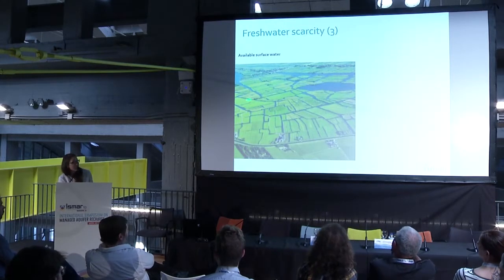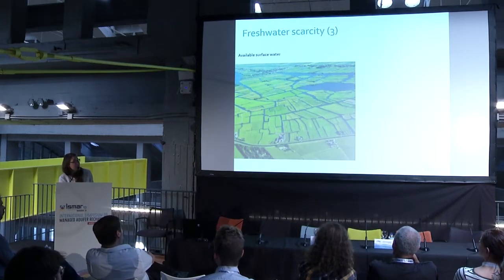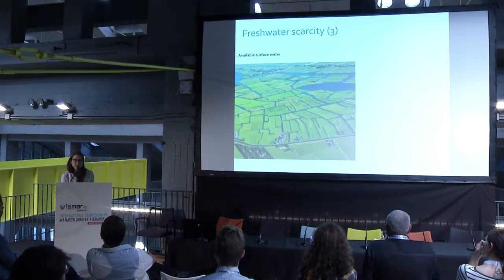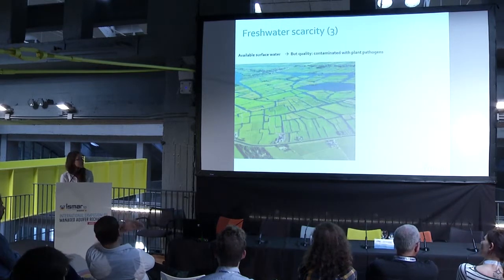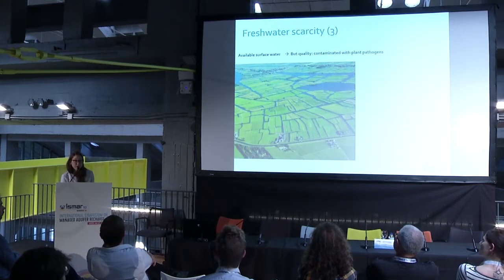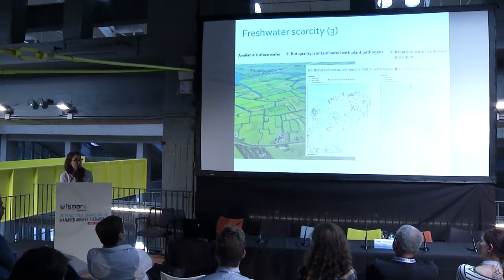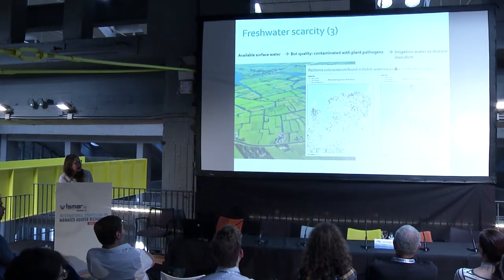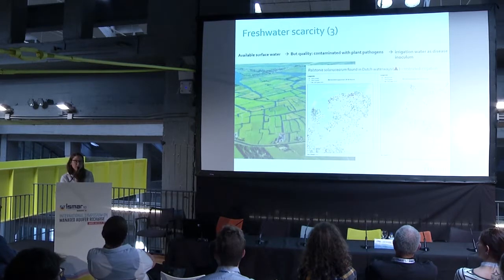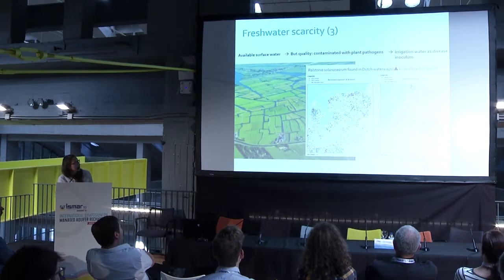So actually there is water everywhere next to the fields, but the problem is that this available water that could be used for irrigation does not have a good water quality, because it's contaminated with plant pathogens. So the farmers are not allowed to irrigate with this water. This is a map where water samples are taken, and you can see the green and red points. Where there are red points, the bacterium Ralstonia solanacearum, which causes brown rot in potatoes, has been found. And in all these red areas, the farmers are not allowed to irrigate.